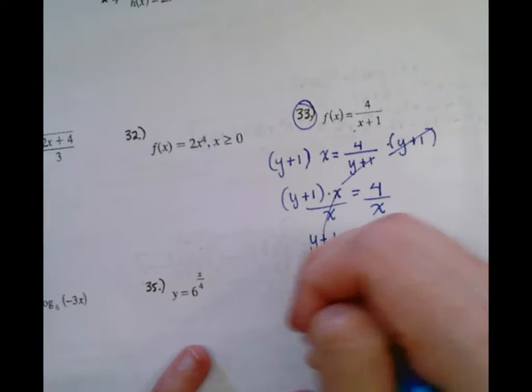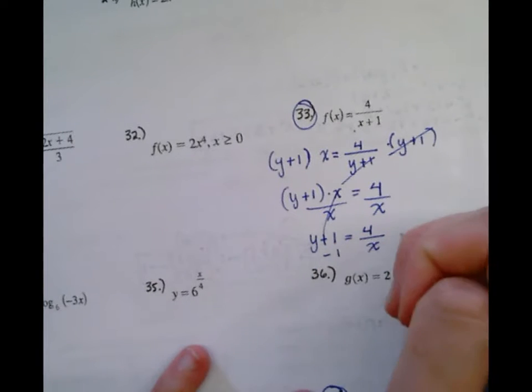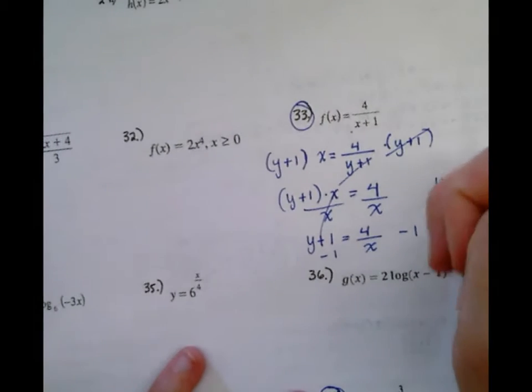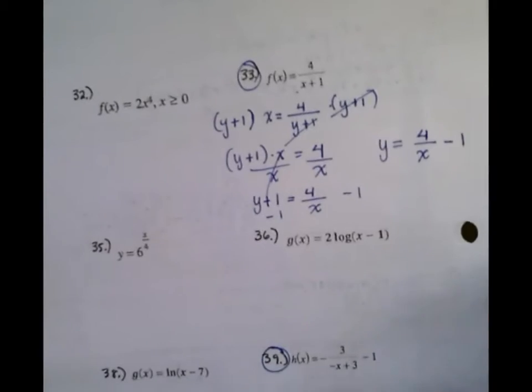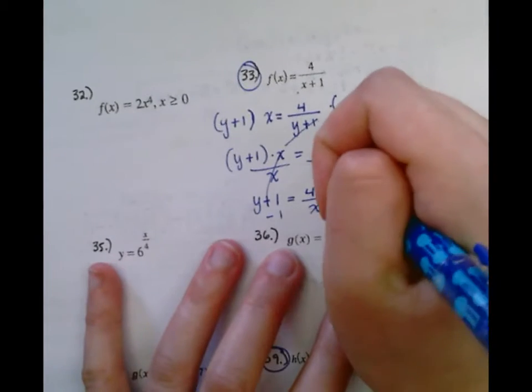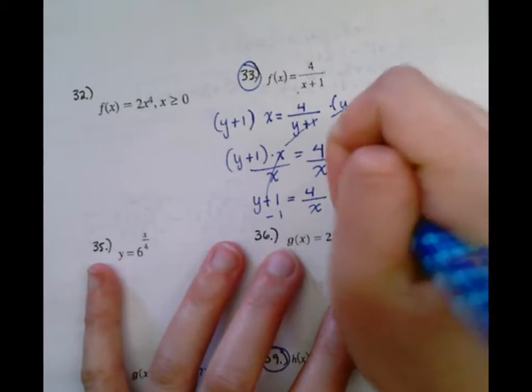And to further fully isolate y, I just have to subtract 1 from both sides. So I end up with y equals 4 over x minus 1. And you can also say that is equal to f inverse of x.